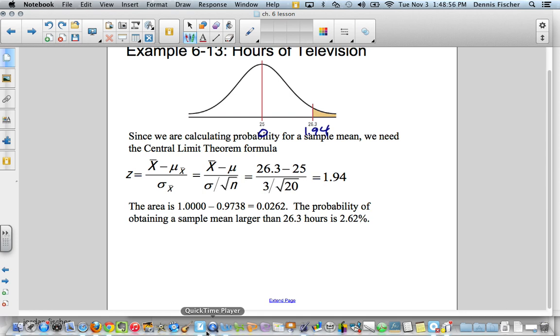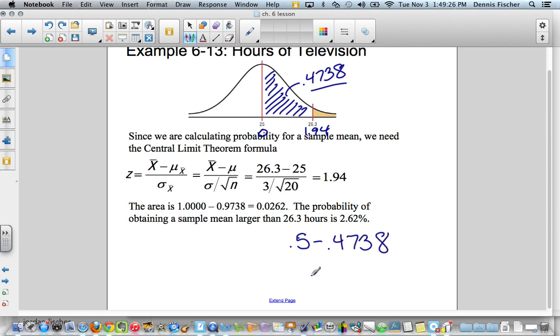0.4738. That represents this area right here, up to 1.94. I don't want that area. I want more than that. So if I want more than that area, I say, okay, the whole half here is 0.5, so I'm going to take 0.5 minus 0.4738, and I'm going to get 0.0262, which is the probability that the average of that group is going to be over that. About 2.6%.